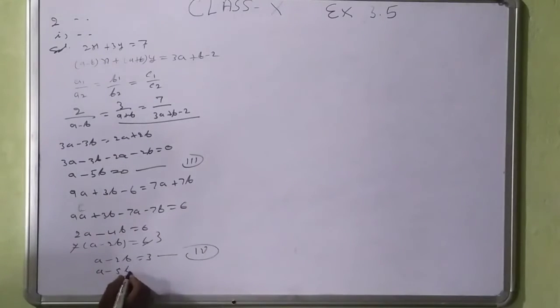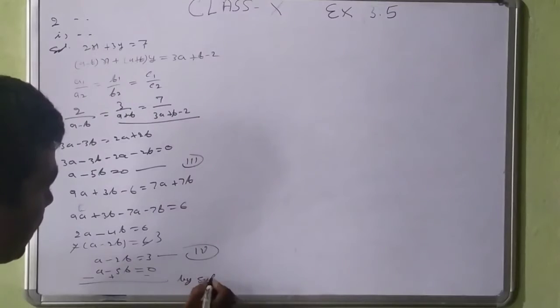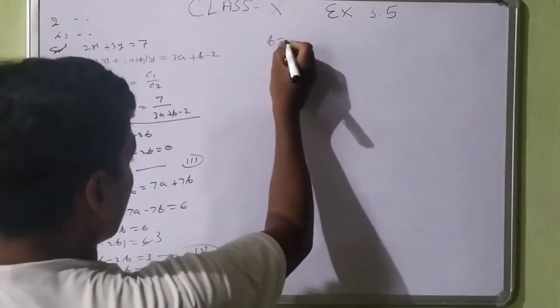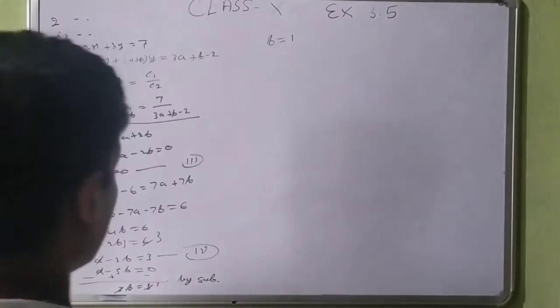This is the fourth equation, and we can place this equation: a minus 5b is equal to 0. So minus, plus, minus, by subtraction, a is cancelled. So 3b is equal to 3. 3 cancels by 3, 1. So b is equal to 1.